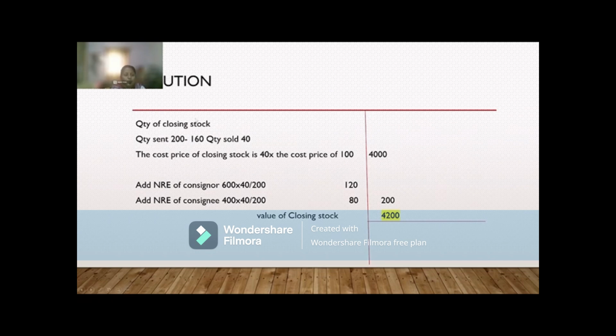First step, we have to calculate the quantity of closing stock, that is 200 goods in minus the quantity sold, 160. 200 minus 160 will be 40. Then the cost price should be calculated. That is 40 into the cost price 100, that is 4,000. For this, we have to add the non-recurring expenses of the consignor, that is 600 into 40 divided by 200, and the same for the consignee. The non-recurring expenses are 400 into 40. Add together, and we'll get the value of closing stock.